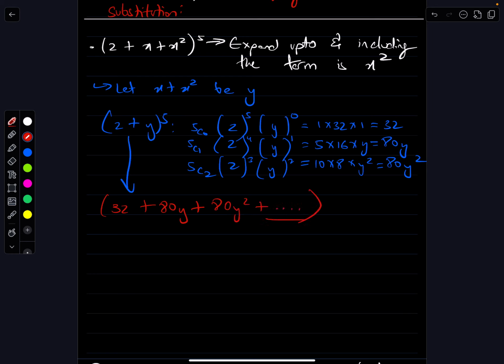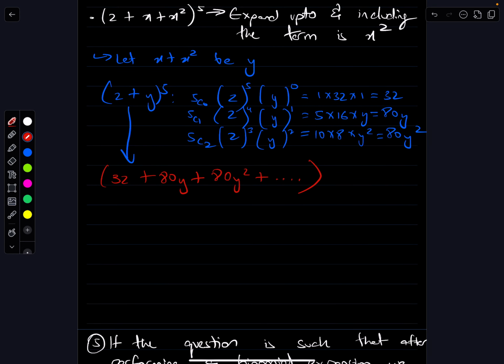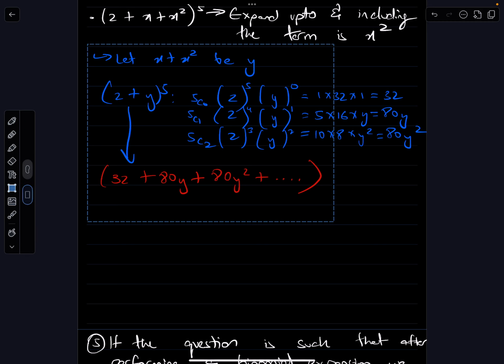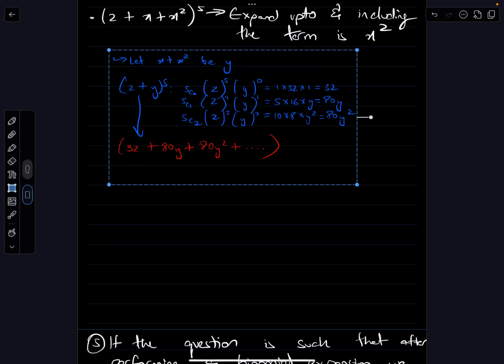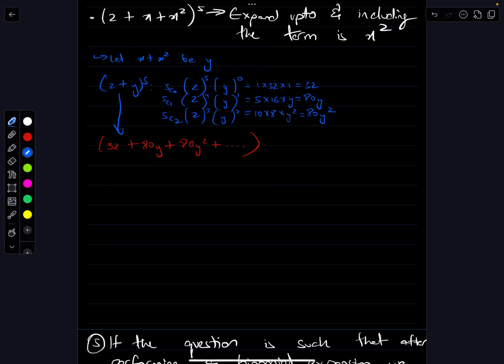plus other values, which you don't need to worry about since you only need to find the coefficient of x squared. You only need to expand until x squared. So once we have this, I'll just make all of this a bit smaller. So once we have this, I can substitute y back. So 32 plus 80 times (x plus x squared) plus 80y, x plus x squared to the power, to the whole square rather.